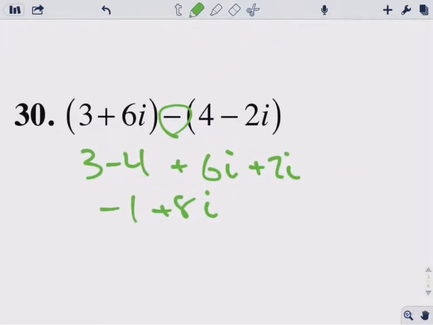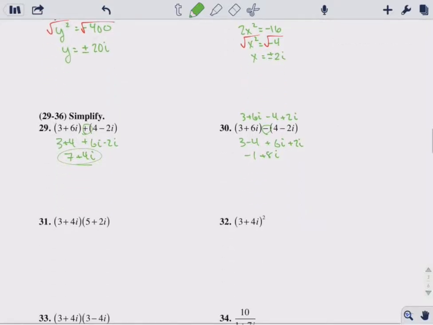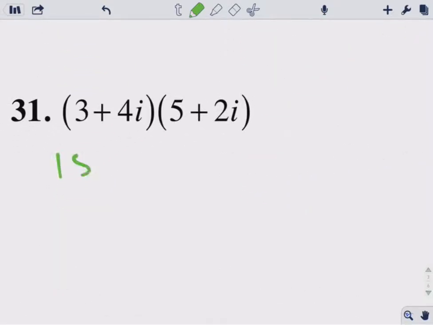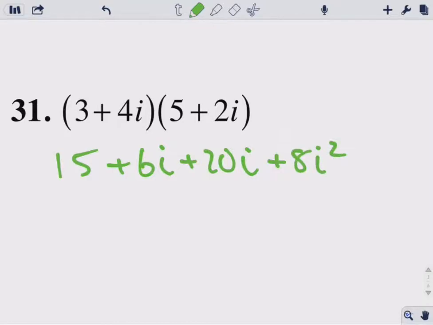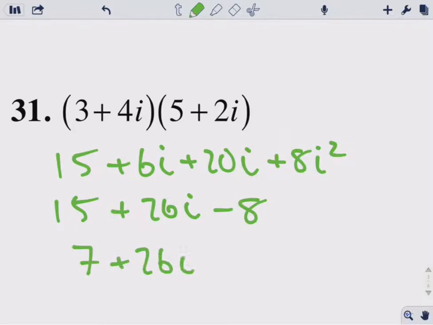Okay, you can also rewrite this as just 3 plus 6i minus 4 plus 2i. Gets you the same thing. Okay, we do FOIL here. 3 times 5 is 15. 3 times 2i is 6i. 4i times 5 is 20i. 4i times 2i is 8i squared. 15 doesn't change. 6i plus 20i is 26i. i squared is negative 1, so that's a negative 8. 15 minus 8 is 7 plus 26i. And then you're done.